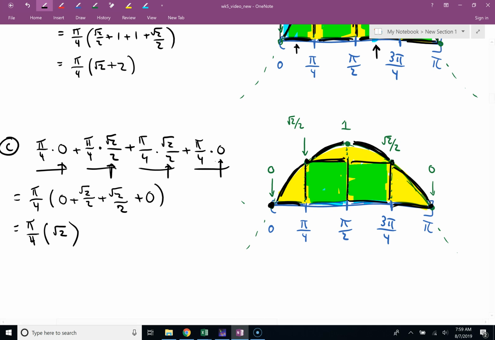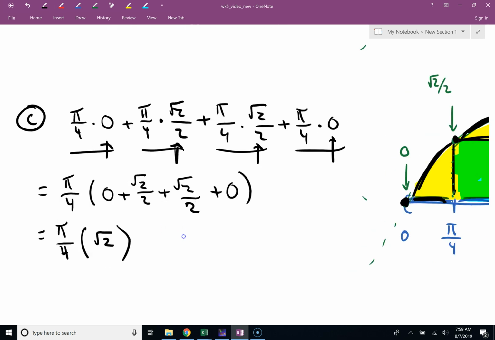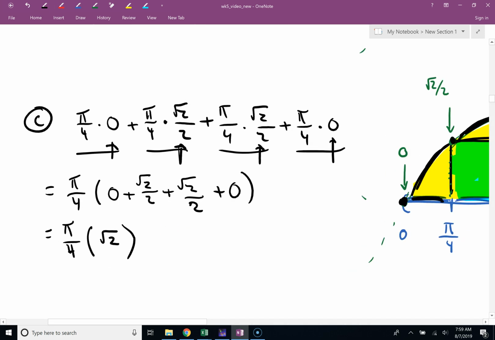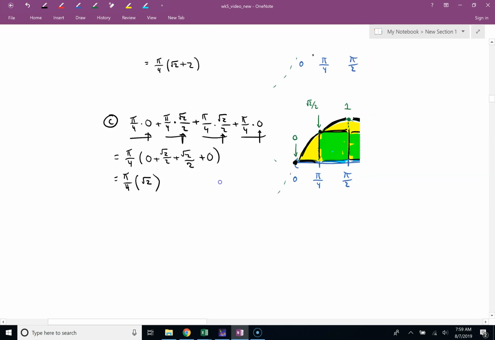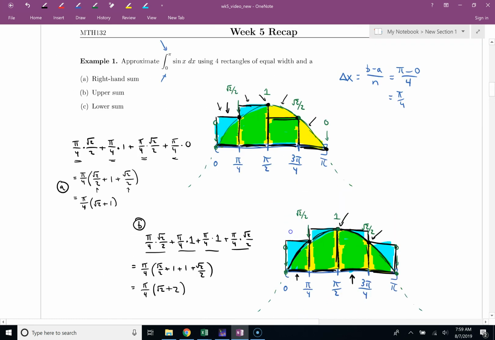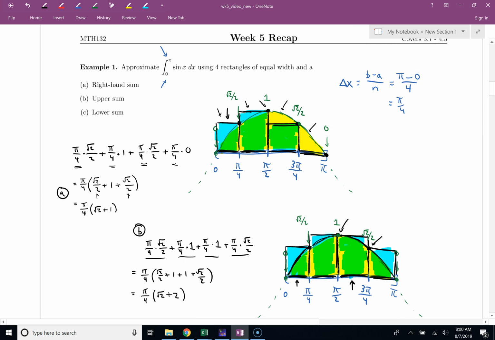And then my widths were always pi over 4. Again, we're doing areas of rectangles, so I have to multiply by that width every single time. And then I went ahead and I simplified. All right, so that is example 1. We saw the right-hand sum, the upper sum, and the lower sum with this sine of x. Let's go ahead and move on.